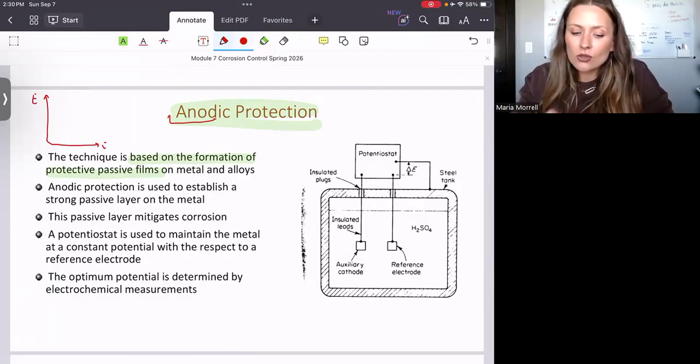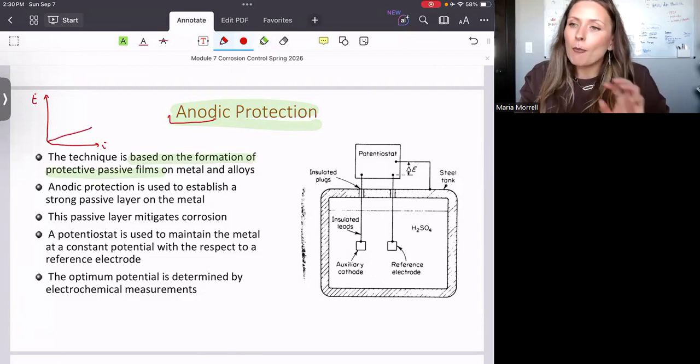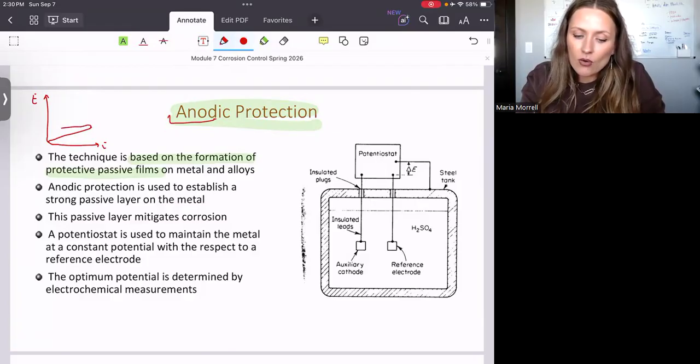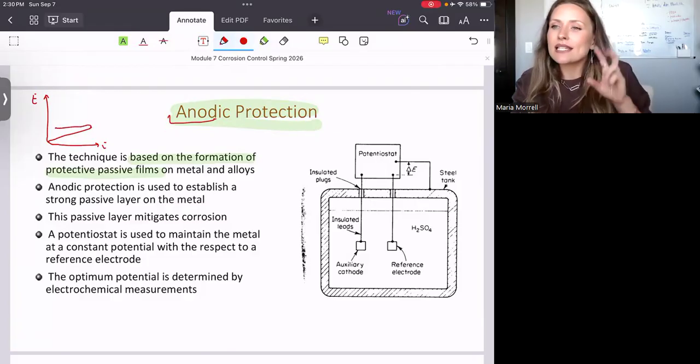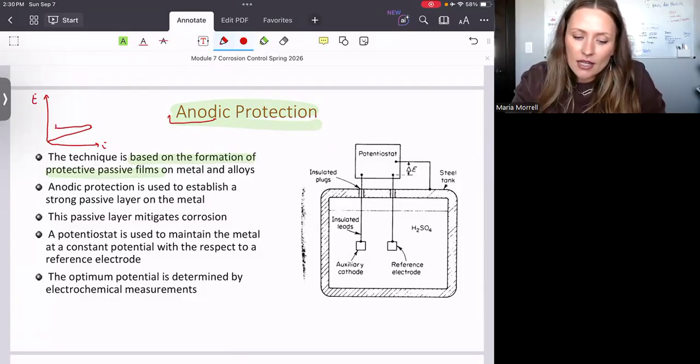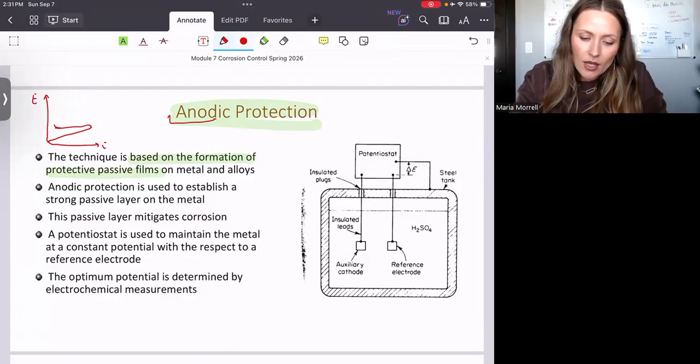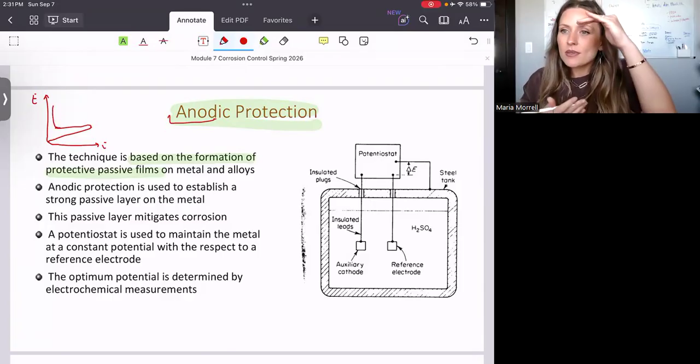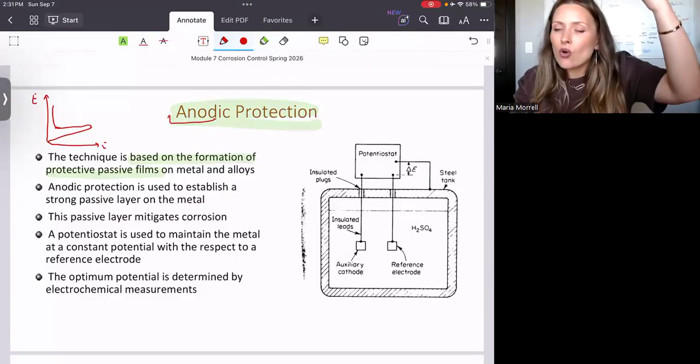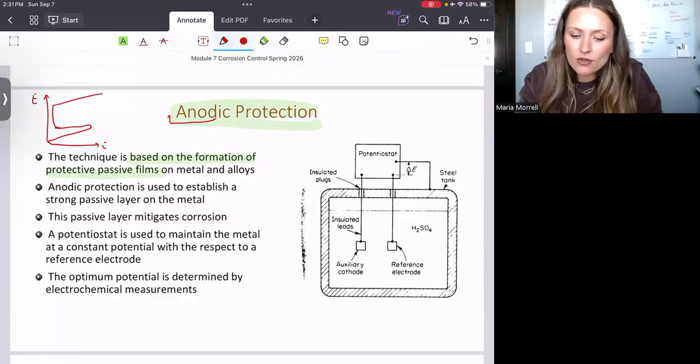Some of the metals are so unique in that within a certain range, they act as active. But if I keep increasing my potential, at some point my metal goes into this state, let's call it a sleepy state, and it maintains this passivity, an inability to corrode. It becomes passive within a specific range. And then if you go above a certain value, it goes back to active.